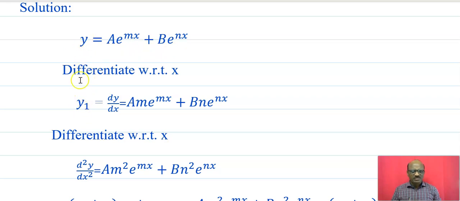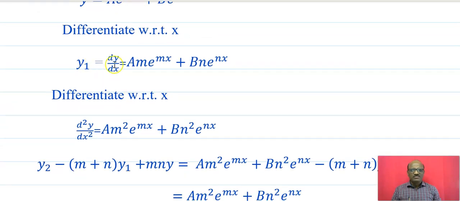Therefore, dy by dx, that is y1, is equal to the derivative of a e raised to mx, which is a m e raised to mx, since the derivative of e raised to mx is e raised to mx, and for the composite function, the derivative of mx is m. Plus b times the derivative of e raised to nx, which is e raised to nx into d by dx of nx, which is n. So we are getting this term for y1.